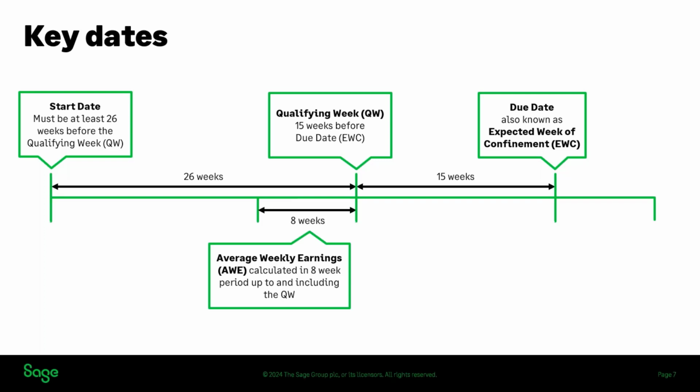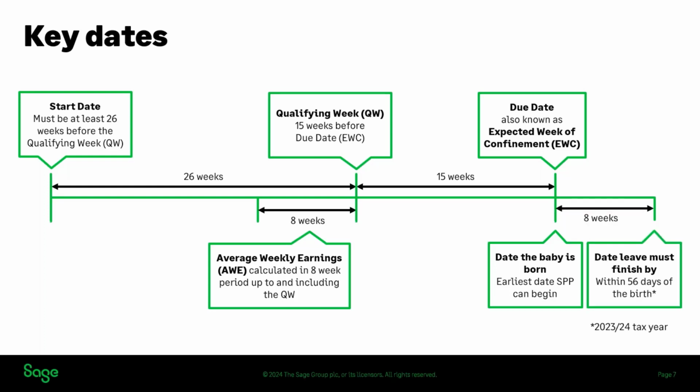The 8-week period where average weekly earnings are calculated is the 8 weeks leading up to and including the qualifying week. And the earliest date that statutory paternity pay can begin is the date the baby is born. So if the employee is planning to take time off before the baby's birth, they would need to take annual leave, as the SPP can't kick in until the date of birth.